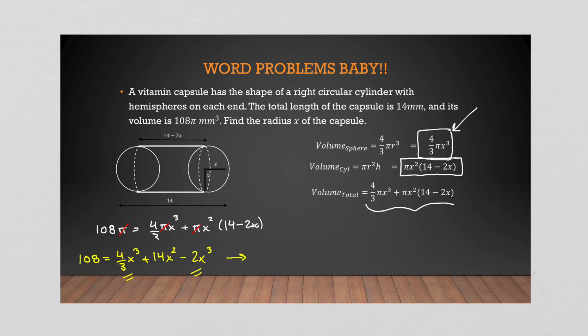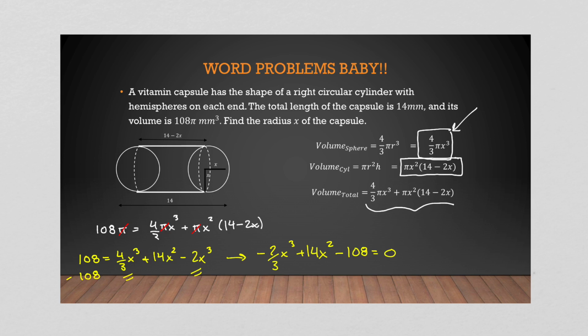So we're going to do a lot of things here. We're going to combine my cubes, and we are going to subtract or add 108 to both sides. No, not subtract, not add. I was right the first time. Subtract. So we end up with 4 thirds minus 2 is the same as 4 thirds minus 6 thirds. So we end up with negative 2 over 3 x cubed plus 14x squared minus 108 now equals 0.